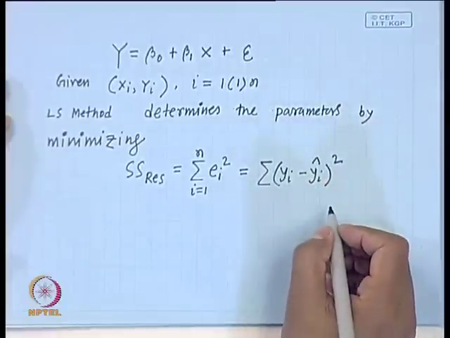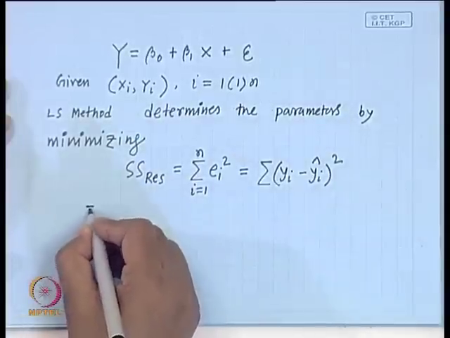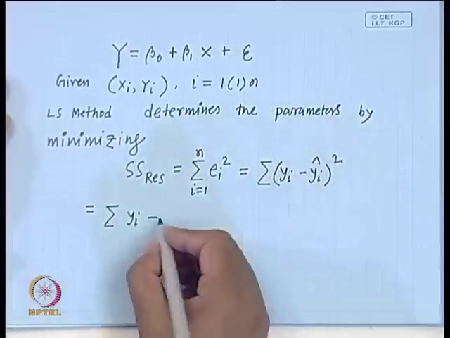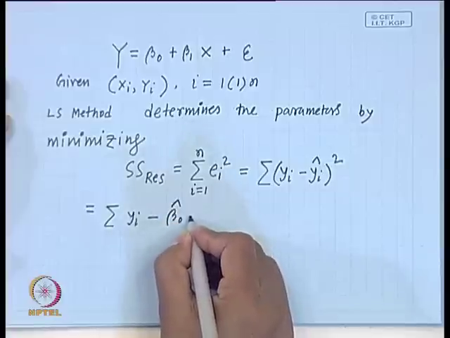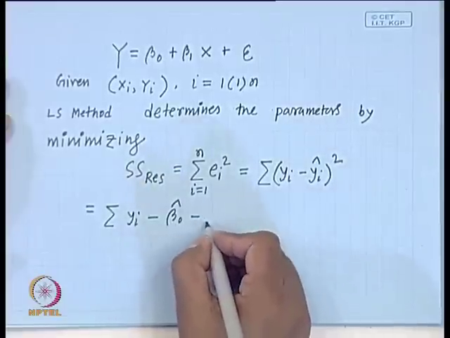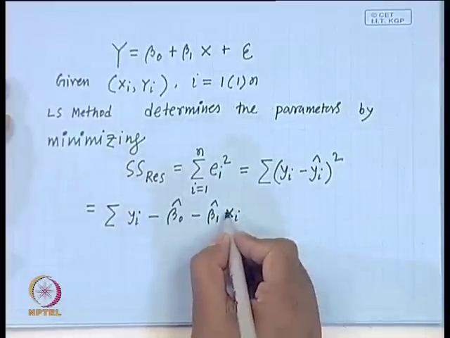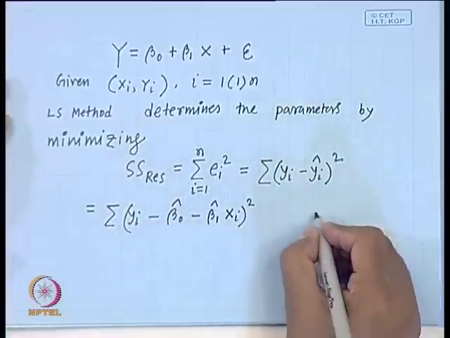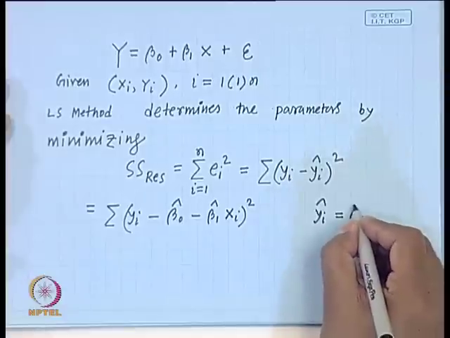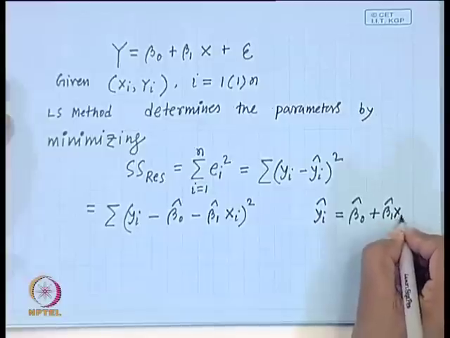So, this is the residual, and y i minus y i hat is equal to y i minus beta naught hat minus beta 1 hat x i, whole square, because the fitted equation is y i hat equal to beta naught hat plus beta 1 hat x i.